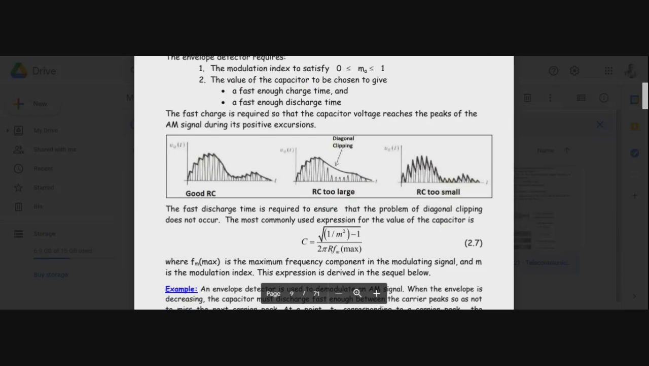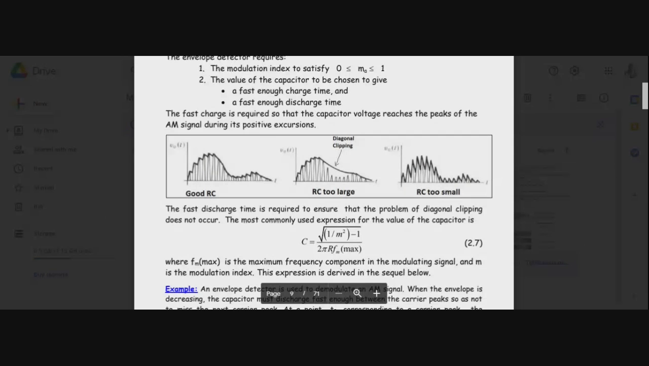The fast discharge is required to ensure that the problem of diagonal clipping, which I'm going to explain shortly, does not occur. The most commonly used expression for the value of the capacitor is this expression in equation 2.7. I think I've derived it later on in these notes, and I will let you just read the derivation because it's straightforward.